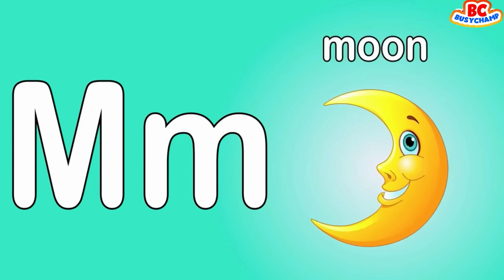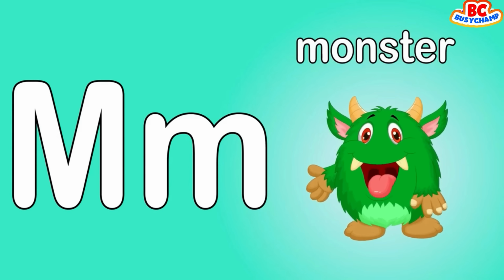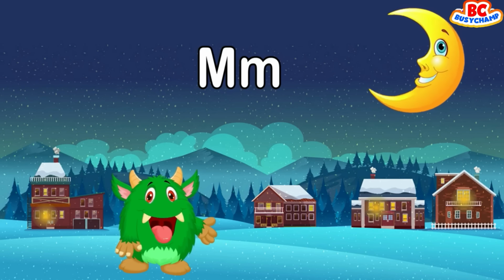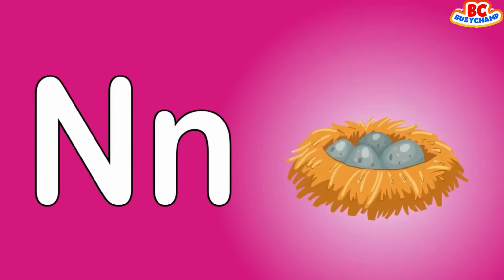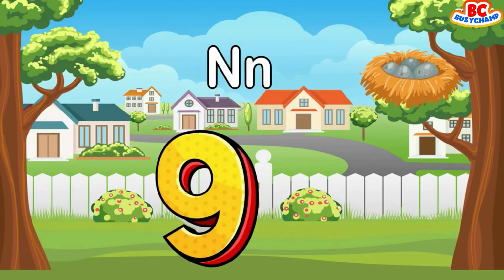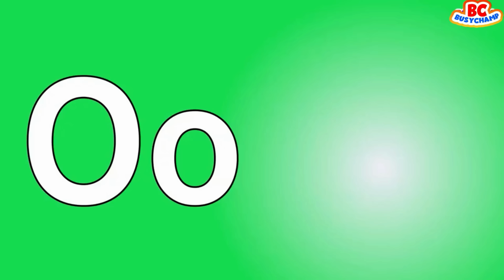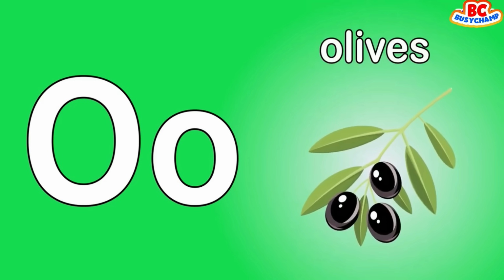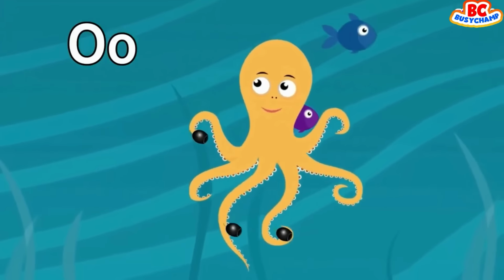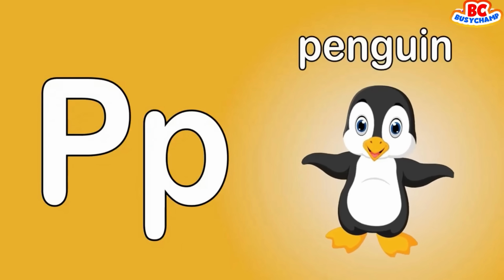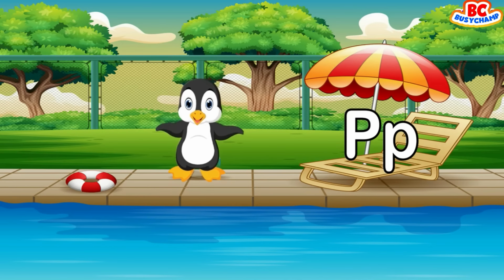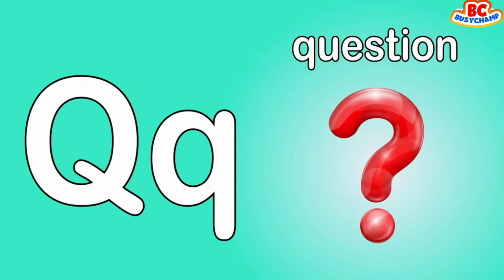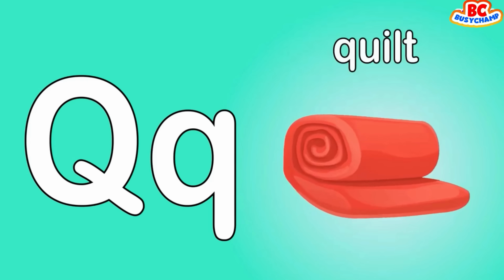M moon, moon. M monster, monster. N nine, nine. N nest, nest. O octopus, octopus. O olives, olives. P penguin, penguin. P pool, pool. Q question, question. Q quilt, quilt.